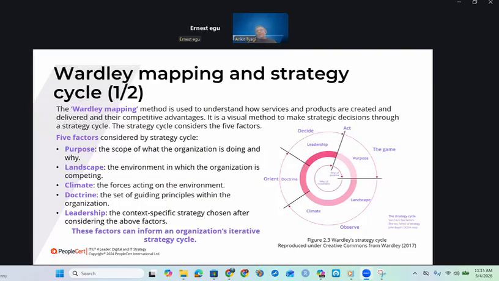Wardley mapping and strategy cycle. Now, this is something that is not important from the exam perspective. So the exam is not going to ask you any questions based on specific techniques. So Wardley mapping and strategy cycle, not important from the exam perspective, but just to give you a reference.